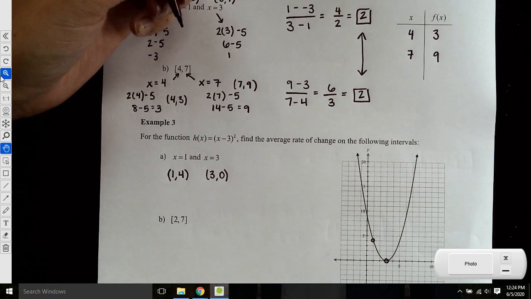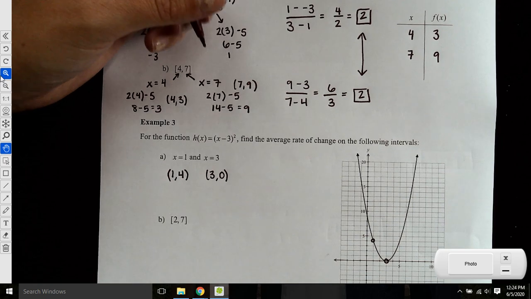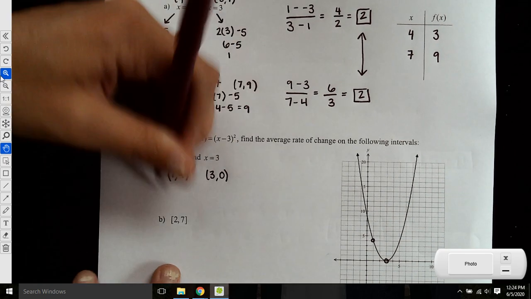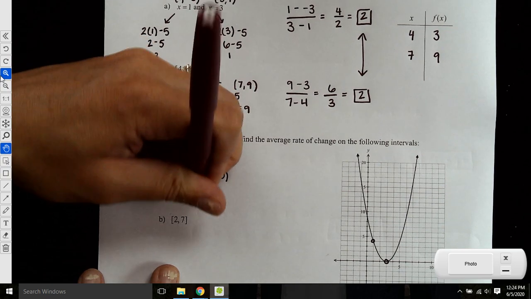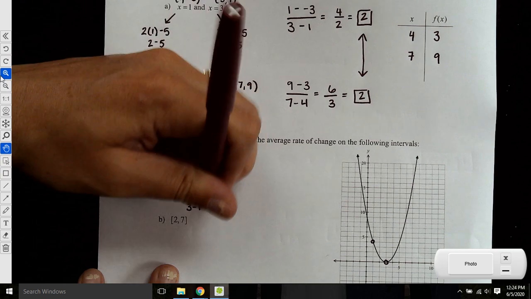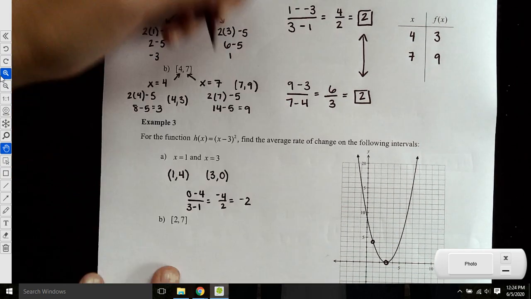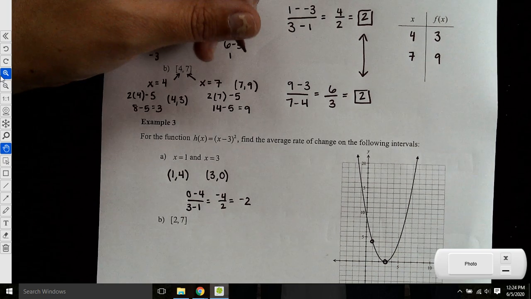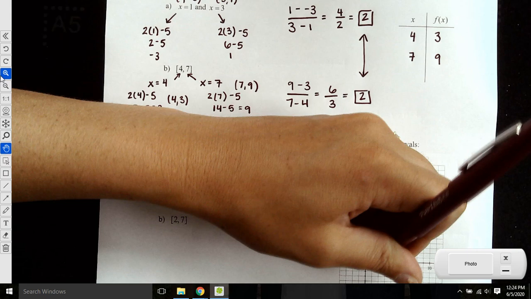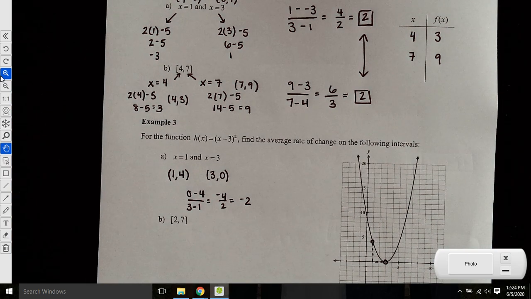Now I can find slope or the average rate of change using the formula, or I can do it using the graph. So if I use the formula, I'd have 0 minus 4 over 3 minus 1. So that would give me negative 4 over 2, which gives me negative 2. Another way you could do that is to count out like the triangle like you guys usually do finding slope, and you would get negative 4 over 2.